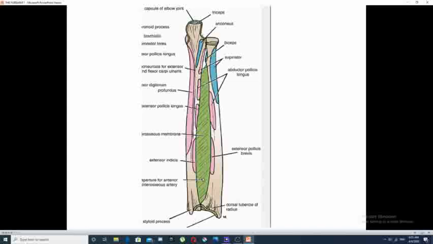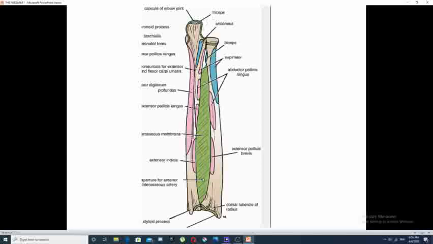In this figure you can see the posterior surface of the ulna, the upper part, the olecranon process. Also, the olecranon process is subcutaneous and is easily palpable at the elbow joint. An important muscle that gives its insertion at the tip of the olecranon process is the triceps muscle.